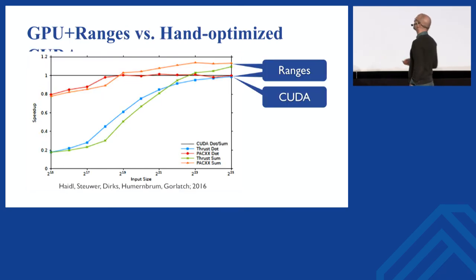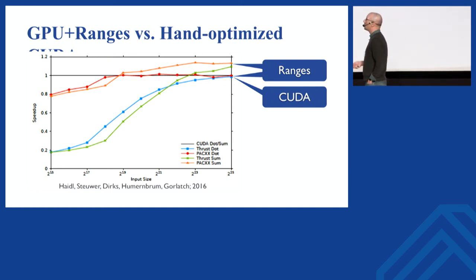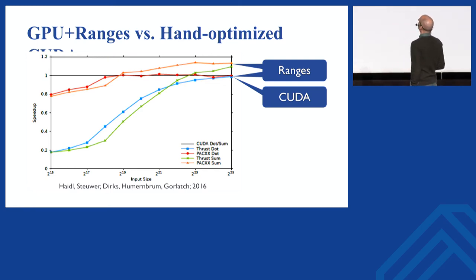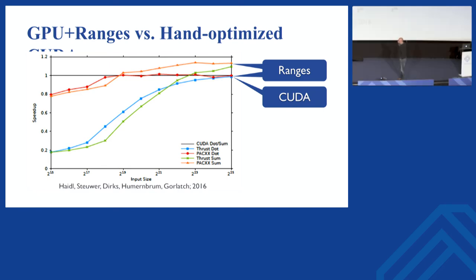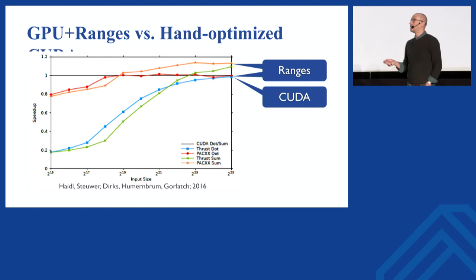So this graph shows percent speed up relative to hand-optimized GPU code. Let me show you what you're seeing here. This y-axis is speed up. This is the size of your data set. You can see it gets truly large. This one here is the hand-coded CUDA optimized code that actually ships as part of the NVIDIA SDK. So this is not just some yokel writing this code. This is NVIDIA engineers. That code is shipped in the SDK.